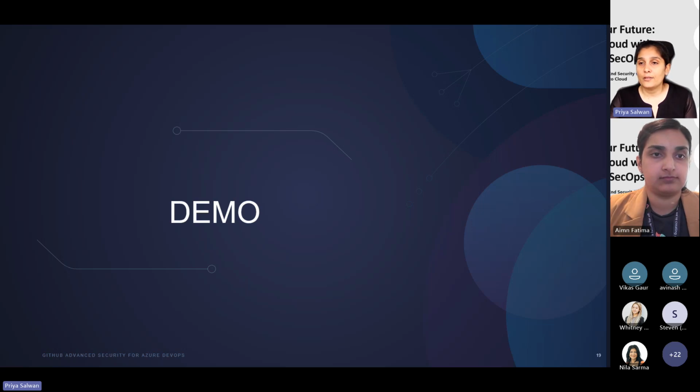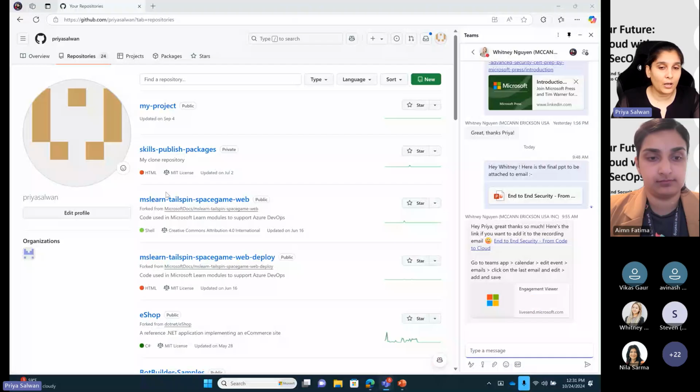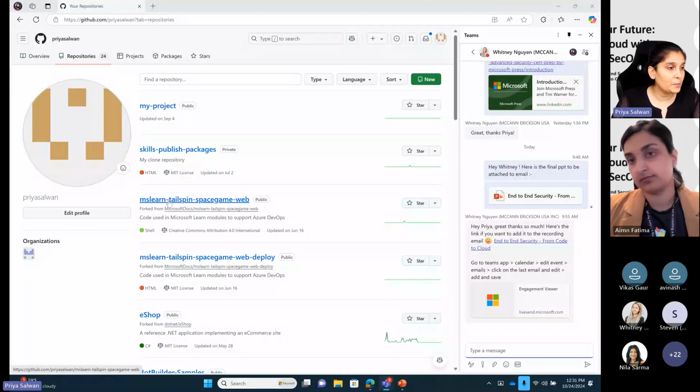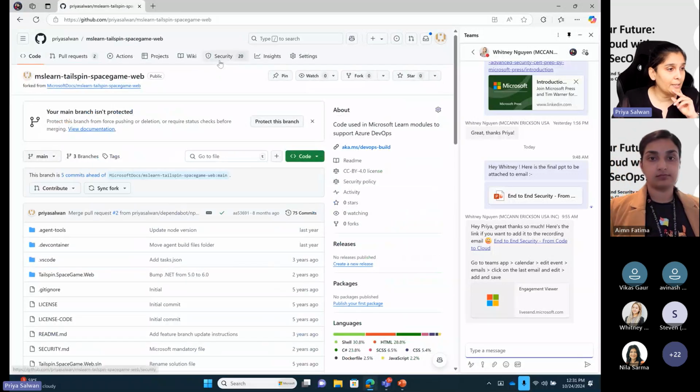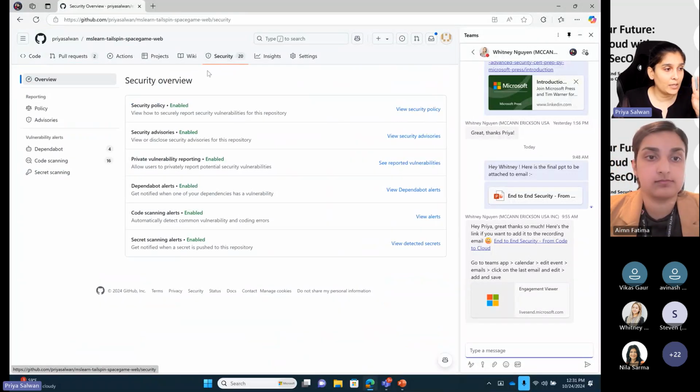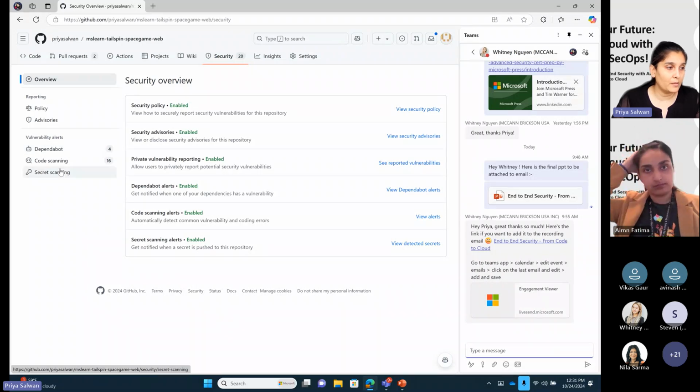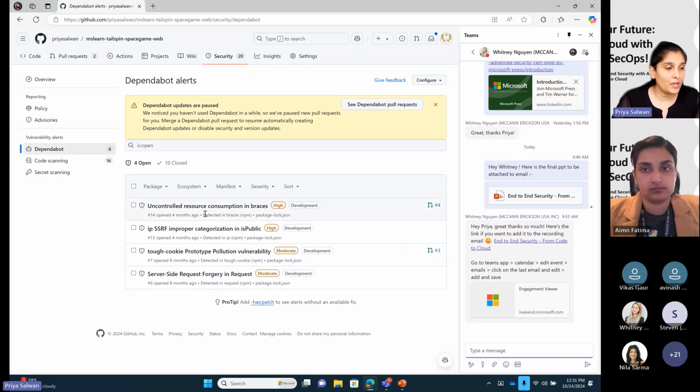So with that, I'll just quickly share the screen. This is my GitHub account. If I go to this particular repository and go to the security tab, it already shows me 20 alerts. So you can see that once you enable GitHub Advanced Security, it is going to be available in these vulnerability alerts, whether it's Dependabot, code scanning, or secret scanning. If I go to Dependabot, it is going to show me some of the vulnerabilities it has identified in the operation that it has run.